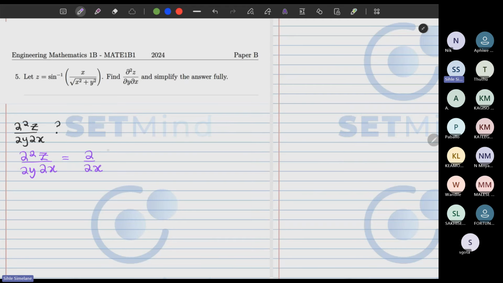So with our z equaling the inverse sine of x over square root of x squared plus y squared. So I need one of you guys to help me to find the partial derivative of z with respect to y. What is it going to become?